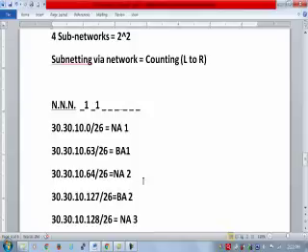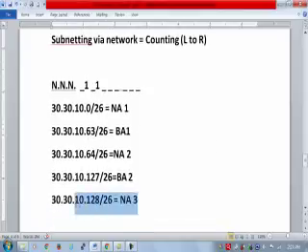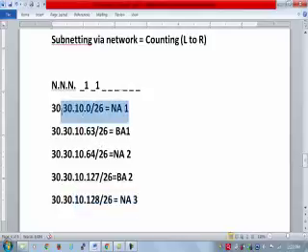So I have always told you to first write network address 1, then in a very simple way write network address 2, and whatever is network address 2, just minus 1, and we will get broadcast address 1. So I do minus 1 over here in the fourth octet. So my broadcast address 1 will become 30.30.10.63/26. In the same way, I will write over here network address 3. I have to just now keep on adding 64. So for my network address 1, it was 0.